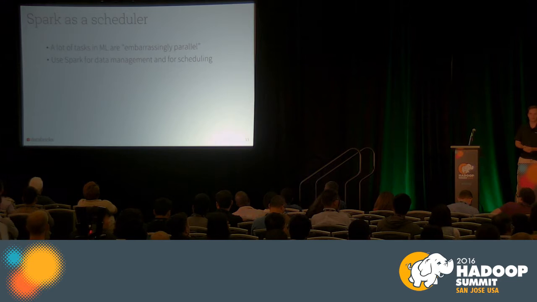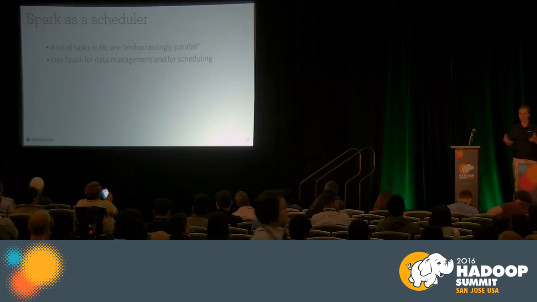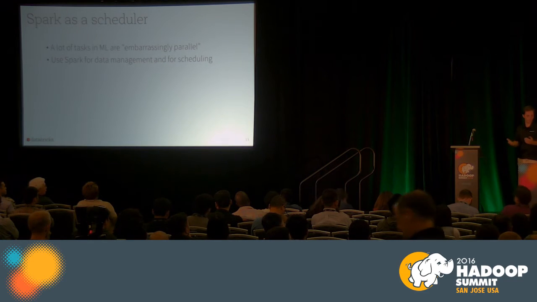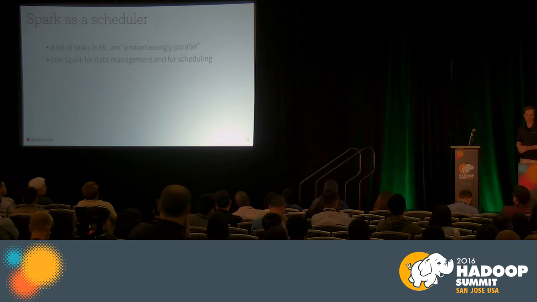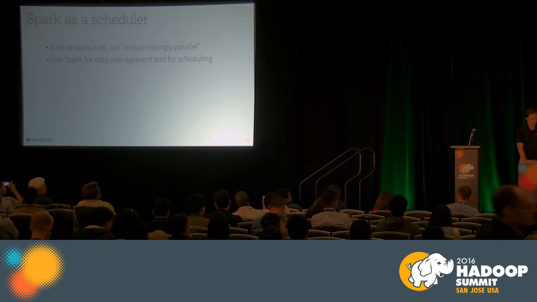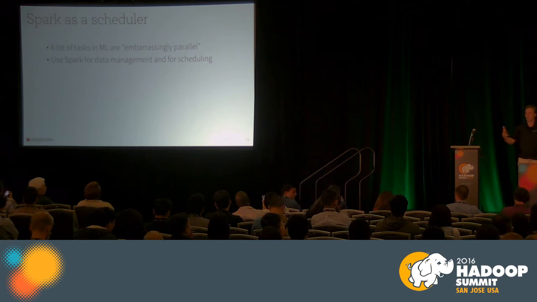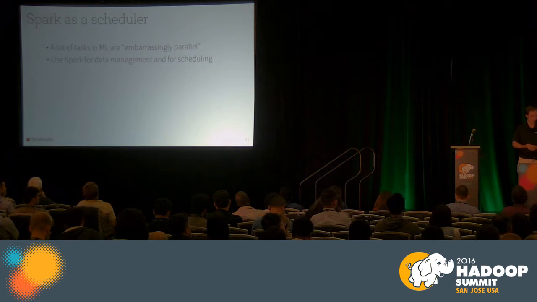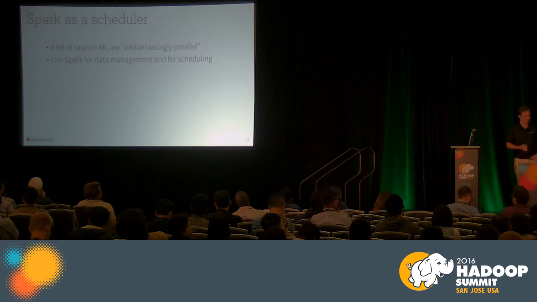So let's see a first simple example in which you want to run a lot of tasks in parallel. Because if you look at a lot of machine learning tasks, they are what is called embarrassingly parallel, in that you can run all of them separately with different chunks of data. And for each of them, you can then combine the results later. And you don't need to have them communicate necessarily in a very complex fashion to solve their problems. And Spark excels really in this case for doing data management and for doing scheduling.